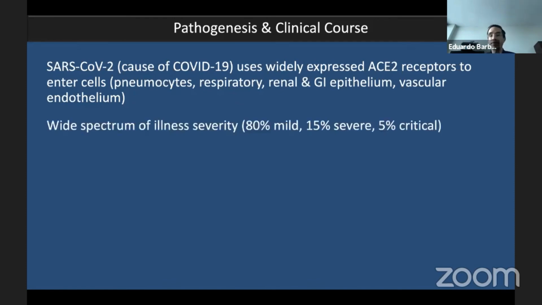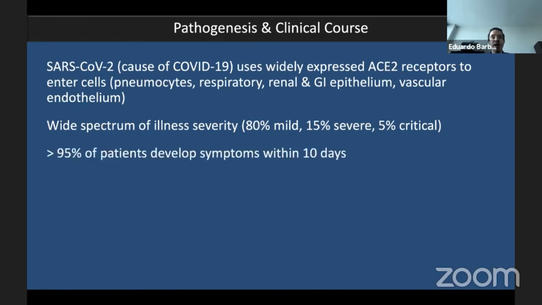There's a very wide spectrum of illness severity. About 80% of the patients have mild or asymptomatic clinical courses. 15% are severe, and up to 5% have critical conditions that can lead to death. 95% or more of the patients develop symptoms within 10 days. It's very important to have this time frame in mind because whenever we get an imaging study, it's important to know when the imaging was performed relative to the onset of symptoms.